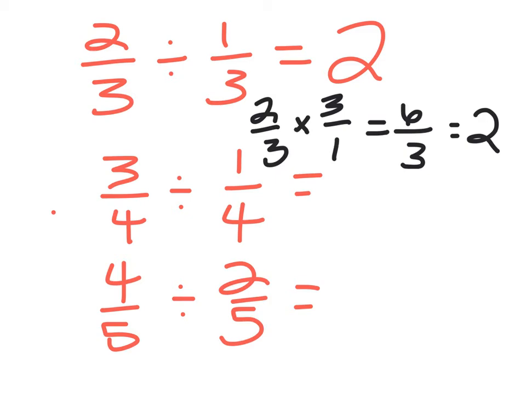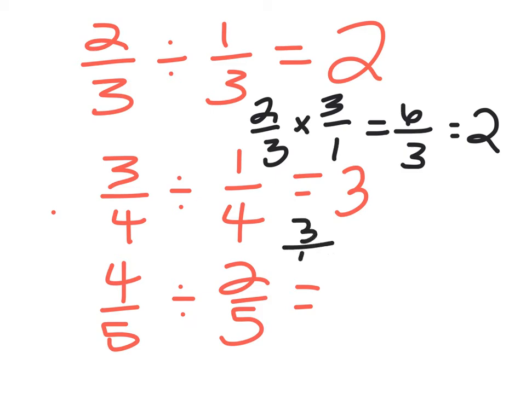Next problem, same thing, 3/4 divided by 1/4. So if we have a 3/4 foot piece of wood and we divide that into 1/4 of a foot chunks, you have 3/4 and you want to know how many 1/4 pieces are in that. And that would be 3, right? There's 3 pieces.